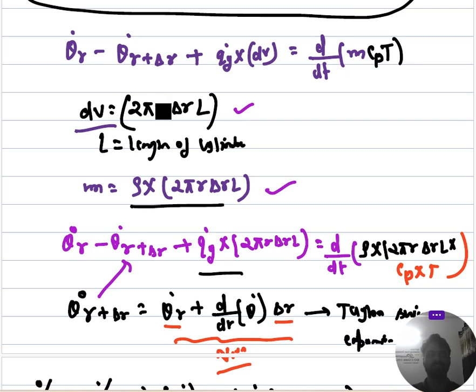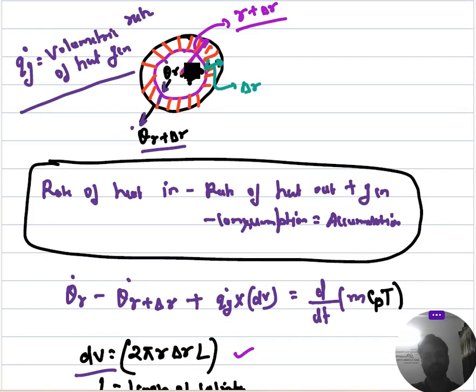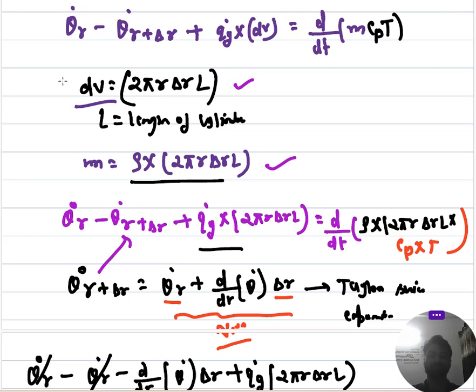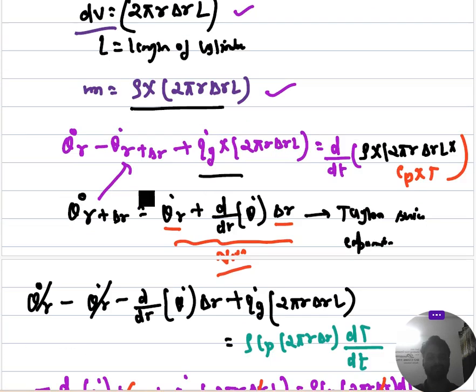Here the differential volume can be written as 2 pi r delta r, right? And obviously you have to multiply with the length of the cylinder, right? So first you go 2 pi r into delta r, and once you multiply it with the length, that gives you the differential volume of the cylinder of thickness delta r, right? Once you have the differential volume, you can calculate the mass. Mass is rho into differential volume.